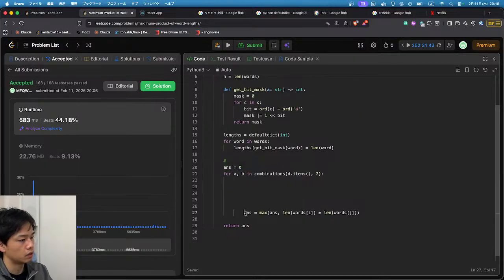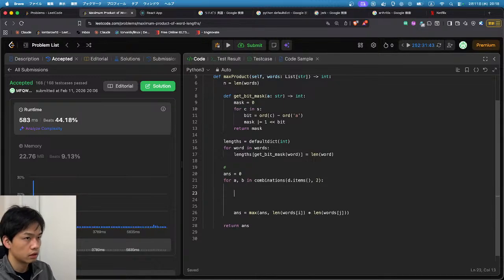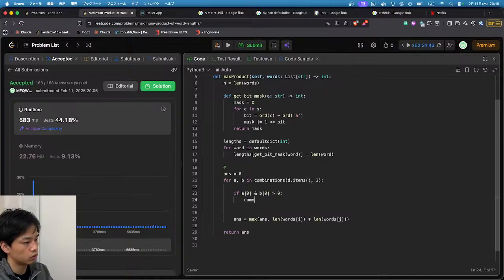A and B. So A is the key. A is the key. B is the key. So if A0 and B0 is 0, continue.